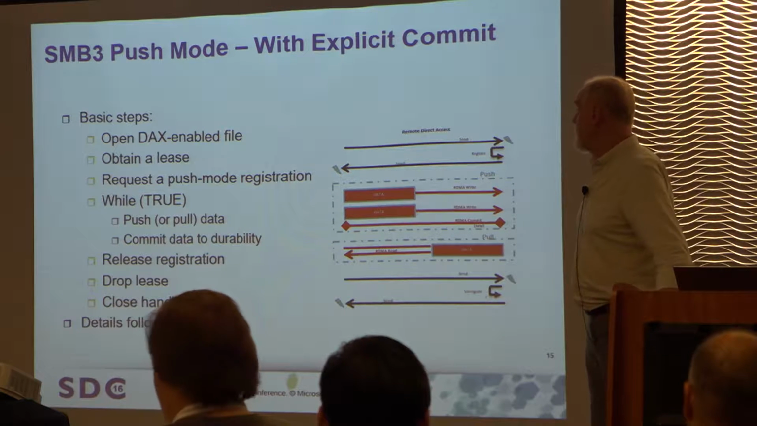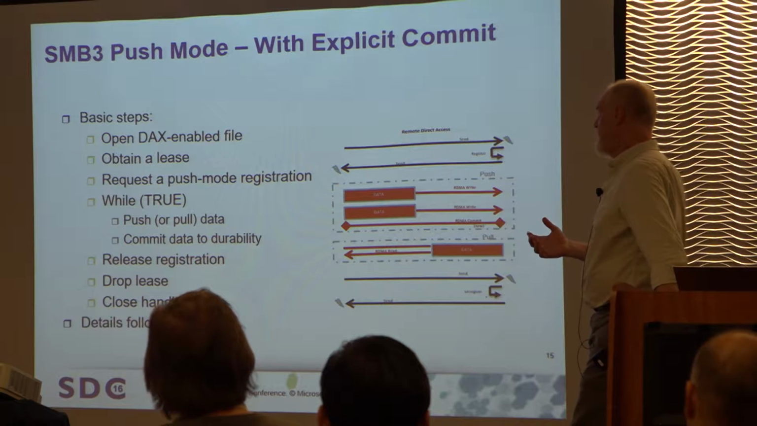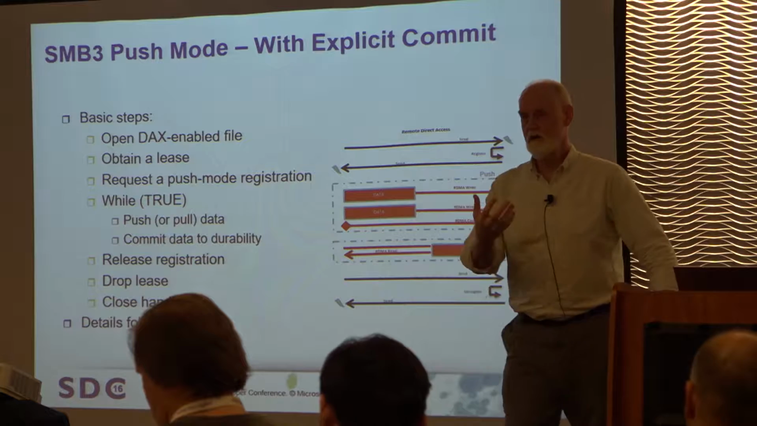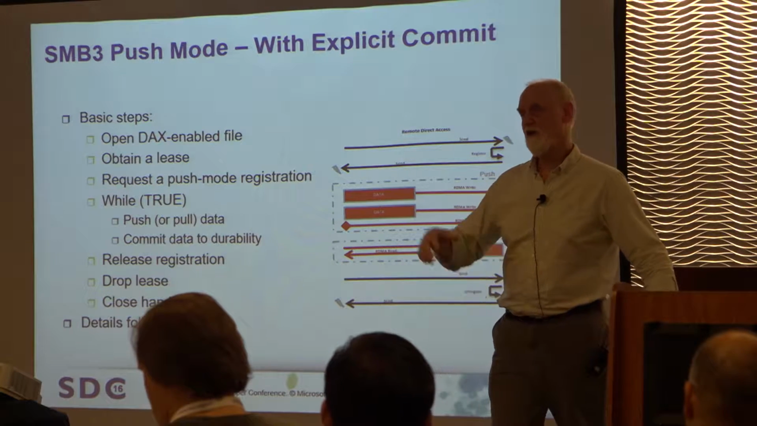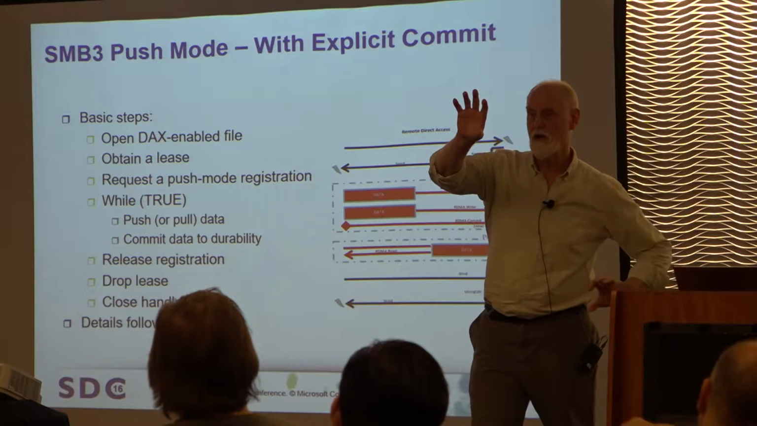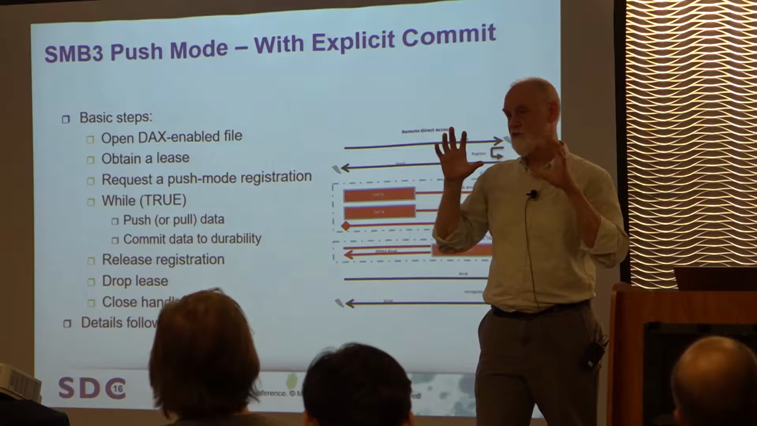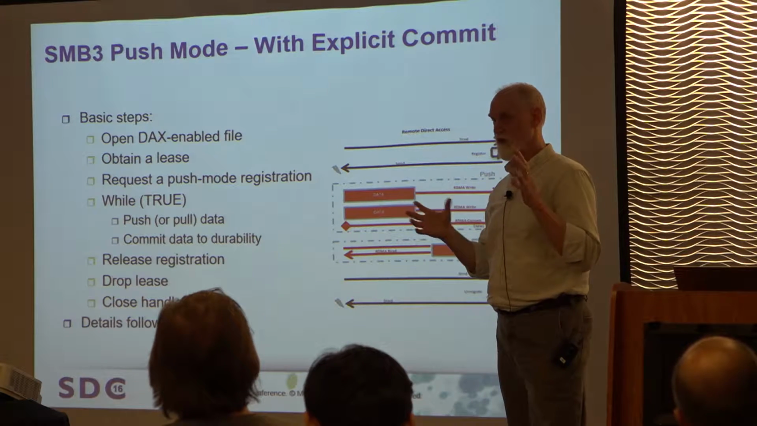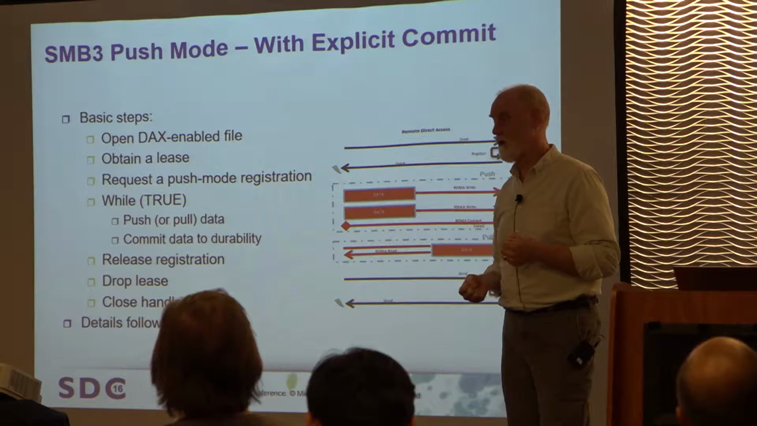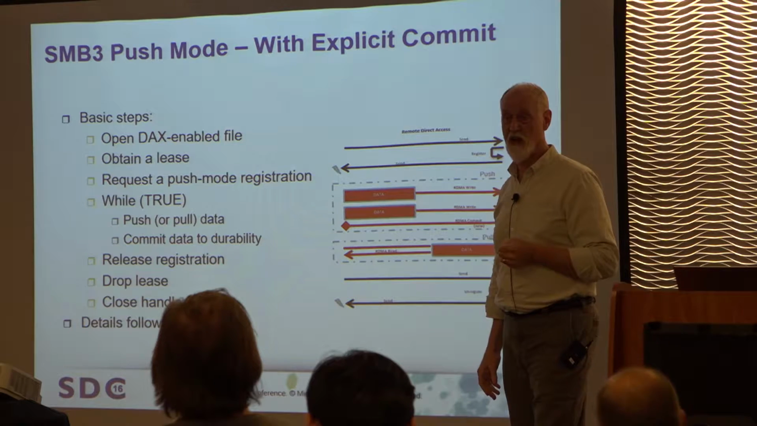Push mode with explicit commit. This is where we really want to get. The idea is to tunnel below the file system layer, to tunnel below SMB, right? Instead of performing an SMB write, we're going to perform an RDMA write below it. We're going to set up the I/O using SMB, but we're going to perform the I/O with an RDMA write. And we can do that when we have a PMEM array over here on the side.